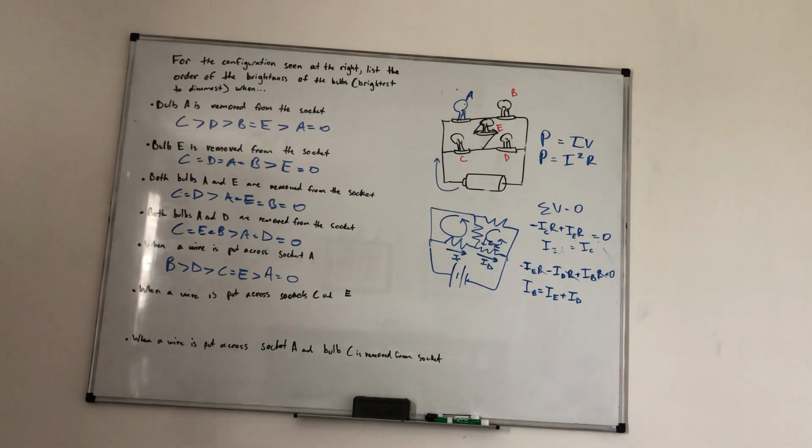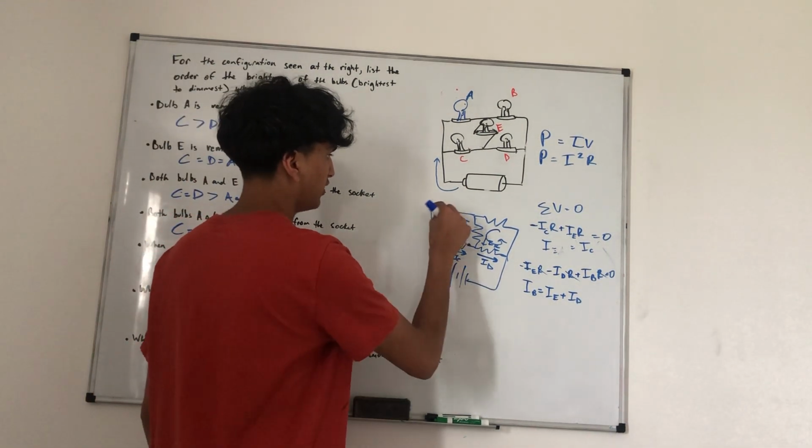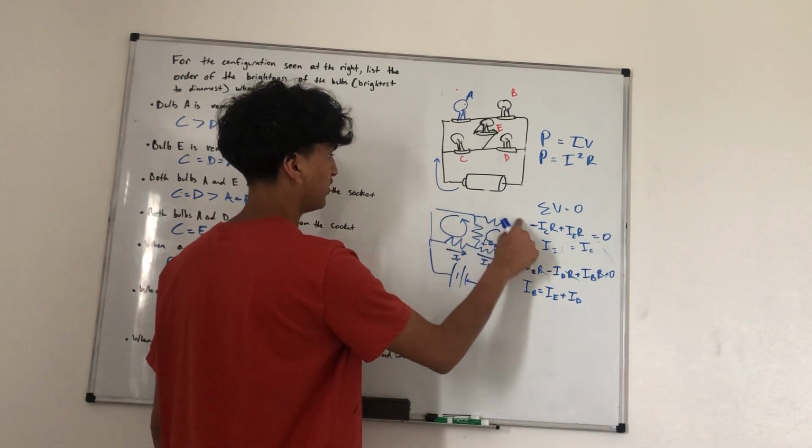Okay, so conceptually thinking about it, this actually makes some sense, because we're thinking, okay, if I'm current, this path is the one with the least resistance, right?